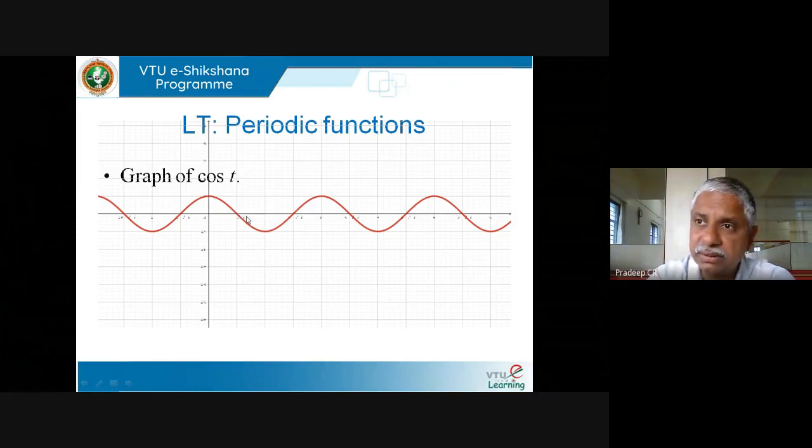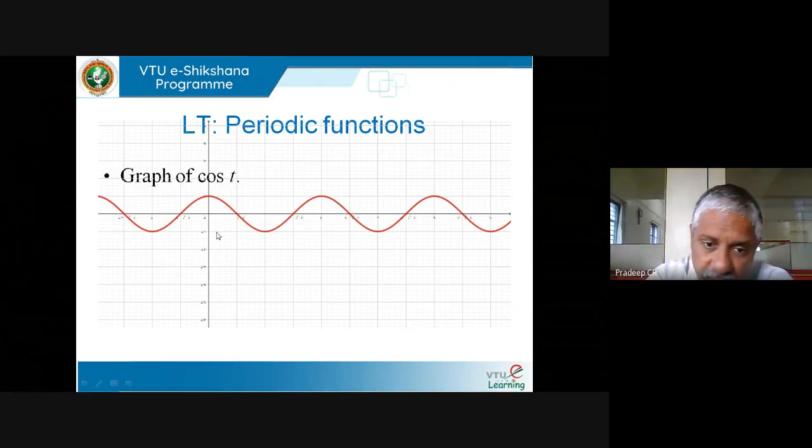Cos 0 is 1, correct? Cos pi by 2 is 0. Cos pi is minus 1. Cos 3 pi by 2 is 0. And then this is cos 2 pi. Cos 2 pi is 1, correct? This is cos 2 pi plus pi by 2.